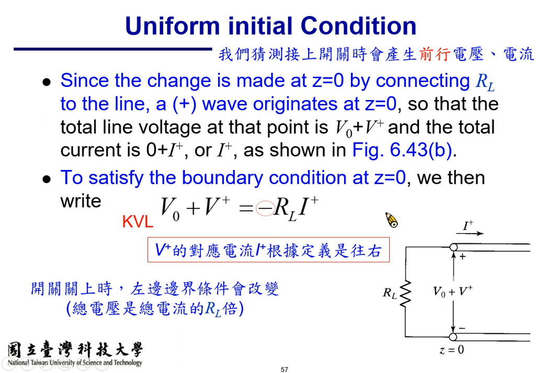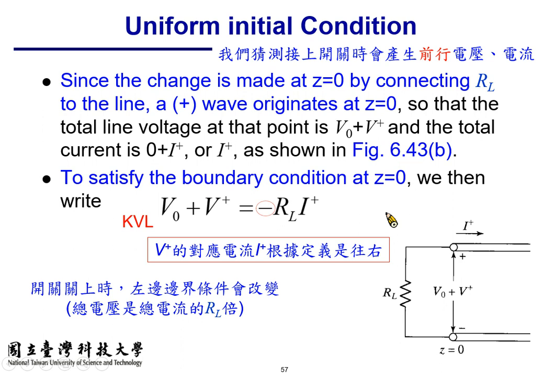Because I plus signal is defined as going to the right. But to build up a voltage like this, the current should go this way, which happens to be the opposite direction of the boundary condition. So we put a minus sign in the equation to stand for this scenario. Okay, so the total voltage V sub 0 plus V plus equals the minus of I plus times RL. All right?